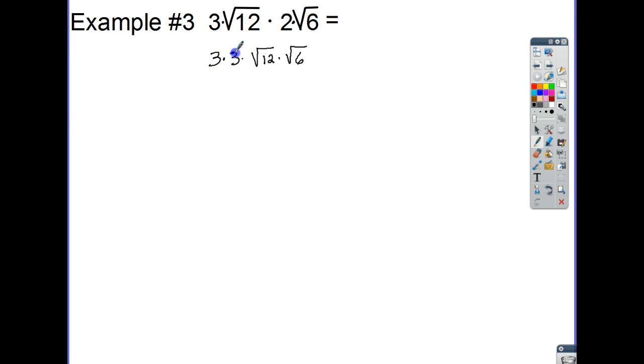And this should be a 2, not a 3. Let's change that to a 2. Okay, so 2 times 3 is 6.